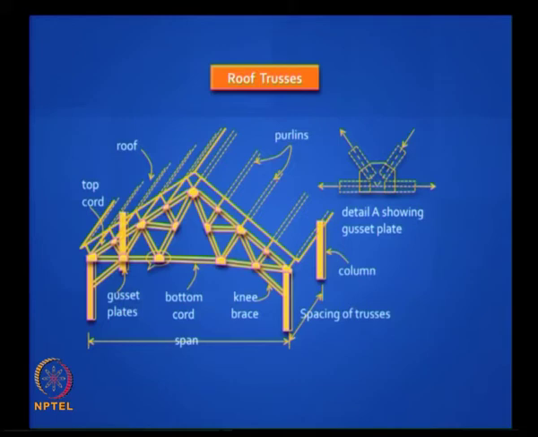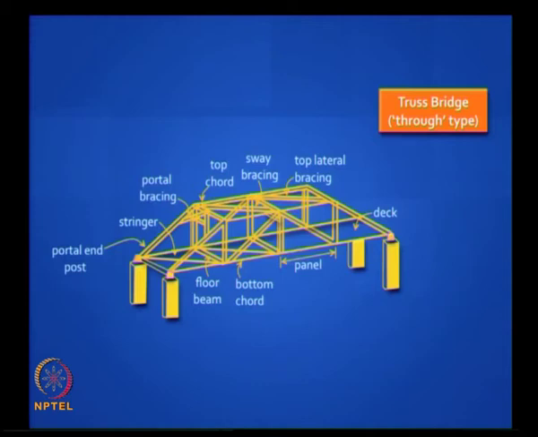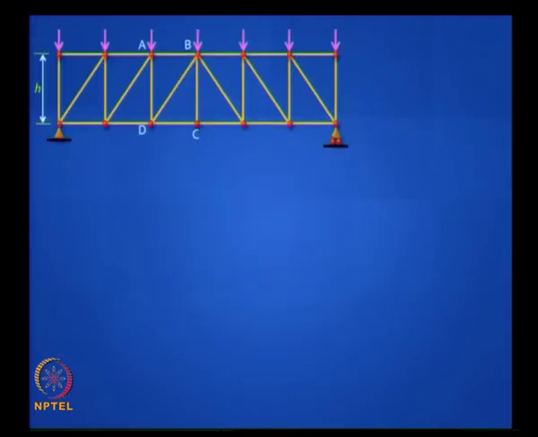Trusses are commonly used in roofs, and they are also commonly used in bridges. Bridge trusses are referred to either as through type trusses when the deck is below and the traffic goes where you can see the two trusses on either side of your carriageway, or they are called deck trusses when the truss is below the deck, and there are other intermediate types called semi through and so on.